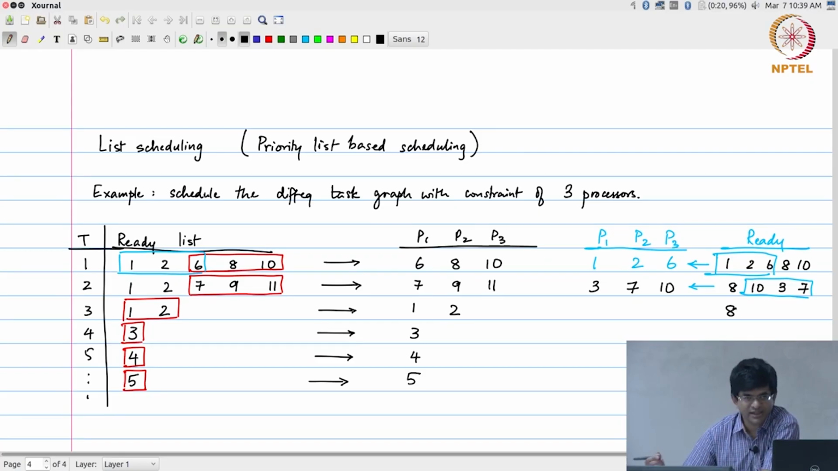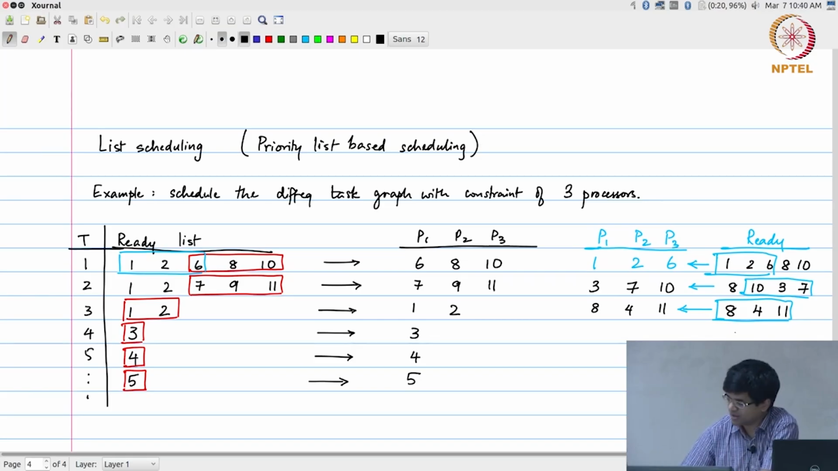8 still remains on the ready list, because 3 has completed, 4 now comes into the picture, because 10 has executed, 11 now comes into the picture. All 3 of them can be scheduled, and what I will end up with is 8, 4 and 11 over here. And once I have done that, in time step 4, what are the ones that are going to be ready?